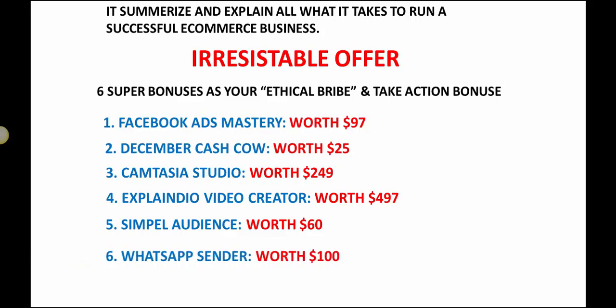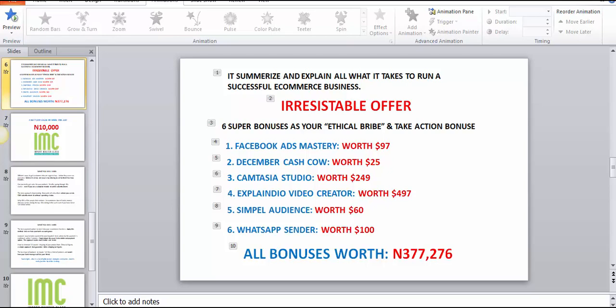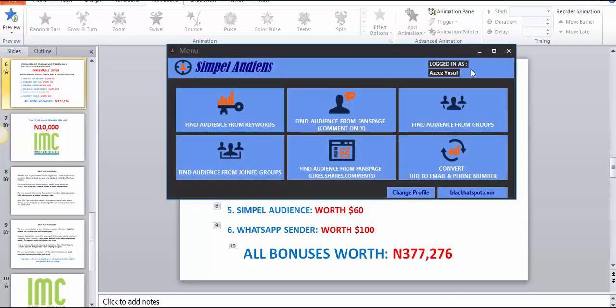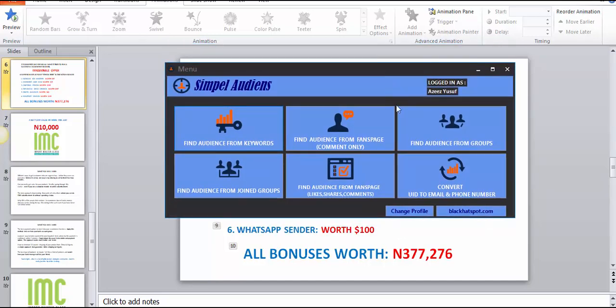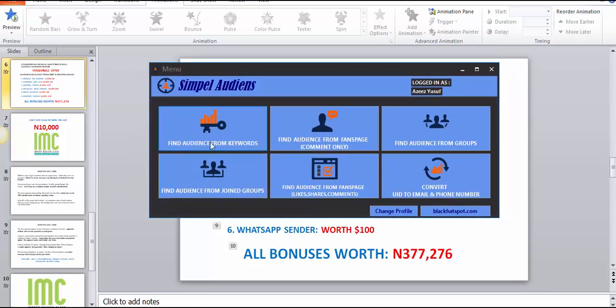Also, I'll be giving out this software. It is called WhatsApp Sender. You can use it to blast WhatsApp messages to WhatsApp contacts. Now, how do you use this WhatsApp Sender? Once you extract phone numbers from Facebook with the Simple Audience, let me just practicalize how the Simple Audience looks like. Okay, here is my Simple Audience. You can see logged in as Aziz Yusuf. I'll be giving you the license key to this software. So what you need to do, once you are logged in with your Facebook profile, you can find audience from keyword, find audience from fan pages, comment only.